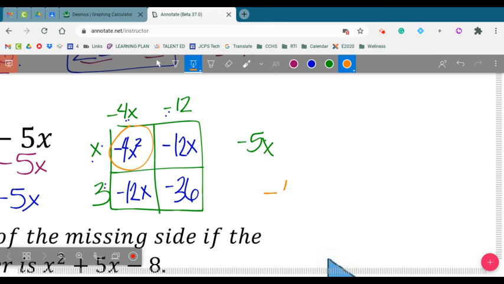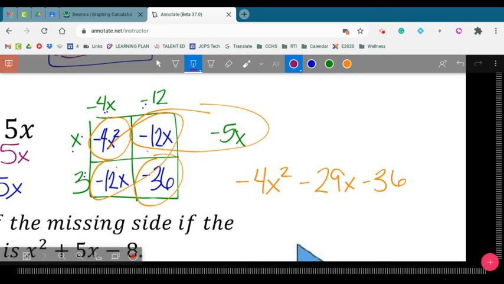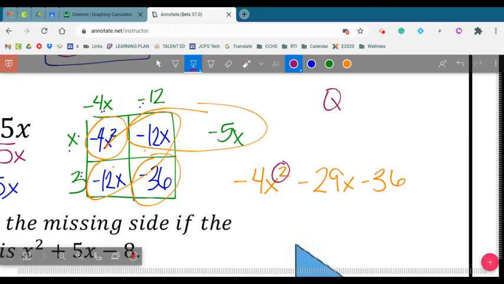Negative 4x squared is our first term. Combine these two, and you can combine this one. So negative 12 and negative 12 is negative 24. Add on a negative 5, you're going to get negative 29x. And then negative 36 just goes all by itself. Classifying, our biggest exponent is 2, so this is a quadratic. You have 1, 2, 3 terms, so this is a trinomial.